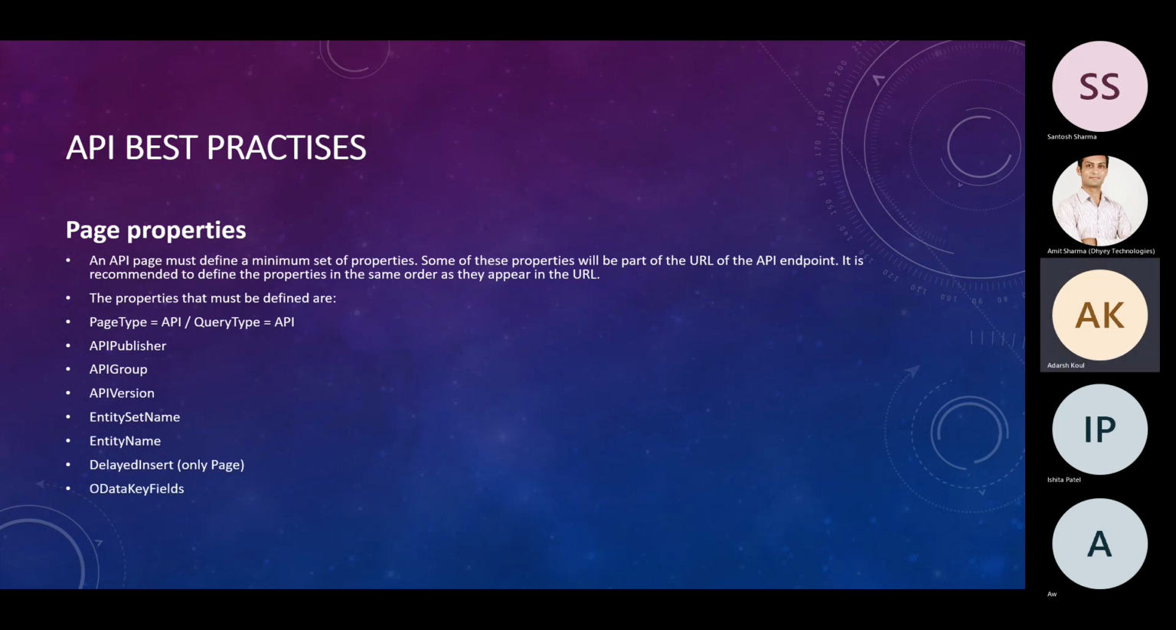OData key fields. The property OData key fields defines which fields will be used for the identifier value. It is highly recommended to always use the system ID field for this property. The system ID field is immutable and will never change for a record. The field that is defined in this property should be part of the API page.